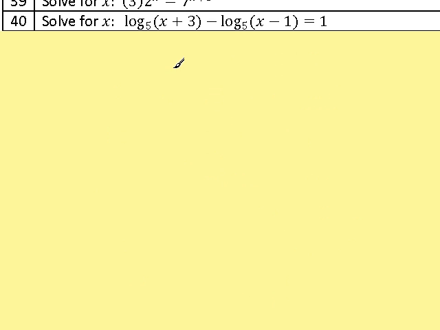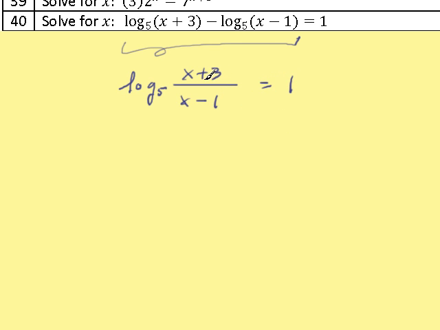All right, in number 40, we have a log equation that is expanded. If we contract it, we'll be able to solve. So first contract. Use the fact that log a minus log b is equal to log a over b. So we're going to write this as log base 5 of the quotient, x plus 3 on top, x minus 1 in the denominator. Okay, see, we can expand this and get the line above. Now write this in exponent form. Base 5 to the exponent 1, 5 to the 1 is equal to this.